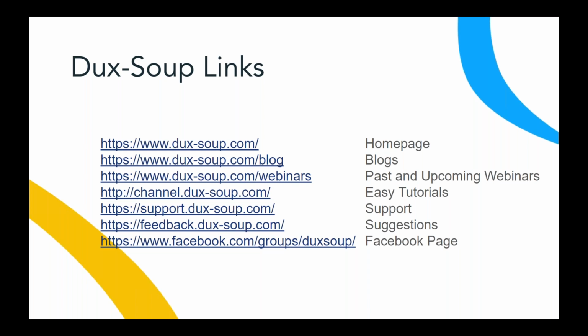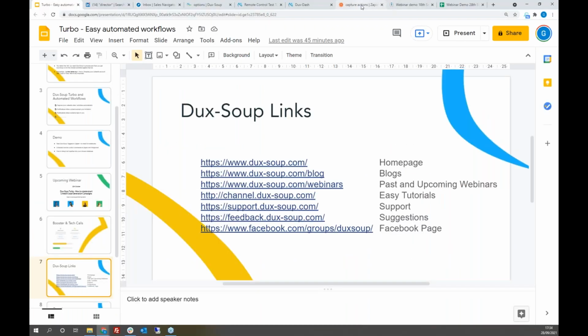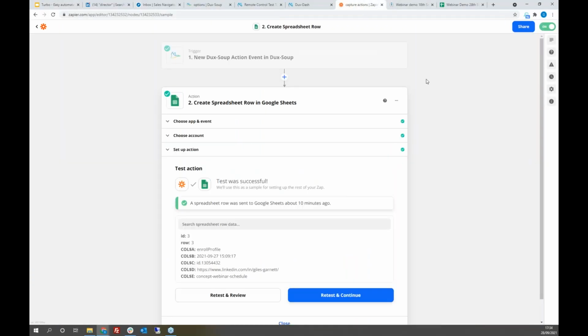Can I trigger messaging from Zap using URLs? As long as you have the URL of the target profile, you can trigger messaging, yes. So basically, let's go to Zapier. As long as you have a source of the URL.